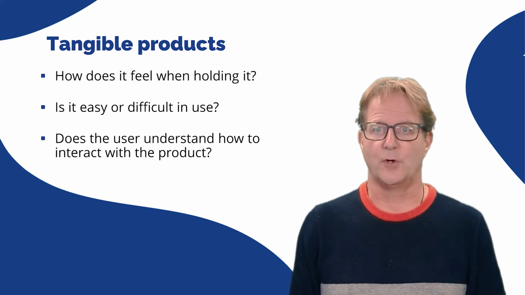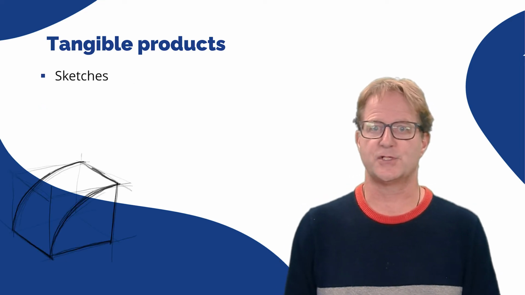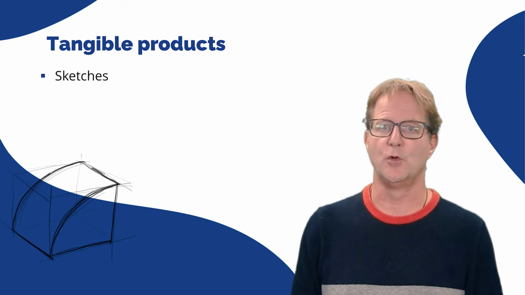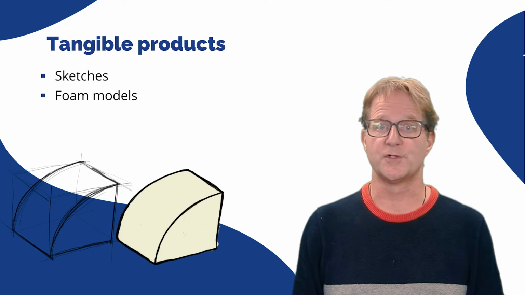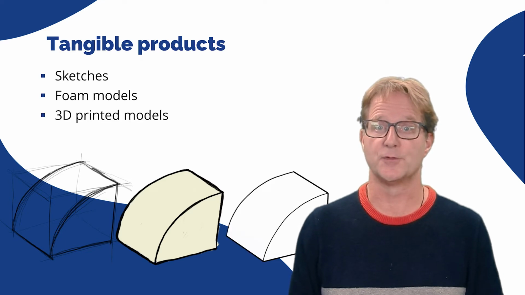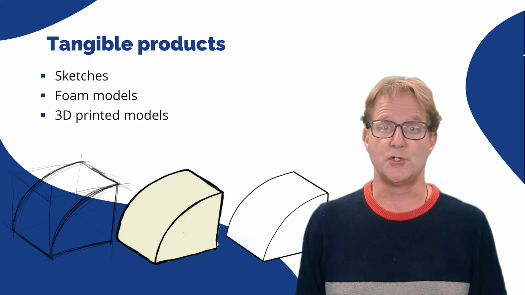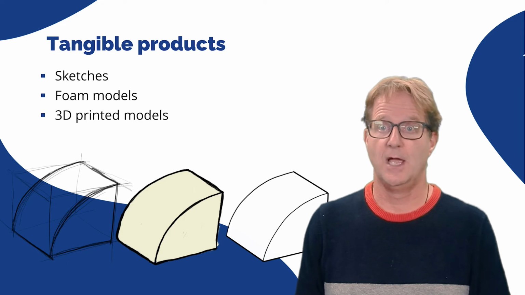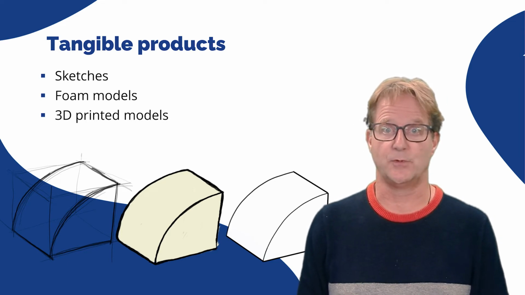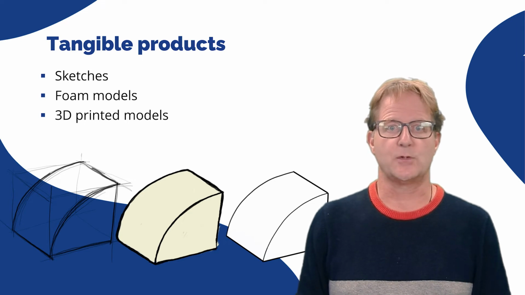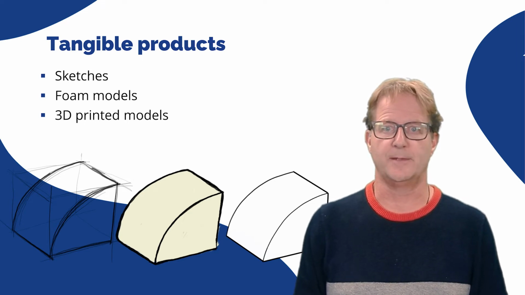A prototype for a tangible product can start with simple sketches to illustrate the dimensions and look of the product. Then it can, for instance, move on to foam models and finally maybe even 3D printed models. But you can of course also use other materials like paper, clay, cardboard, online models, markers, scissors and so on. You don't need much technical or handyman skills to build a prototype.